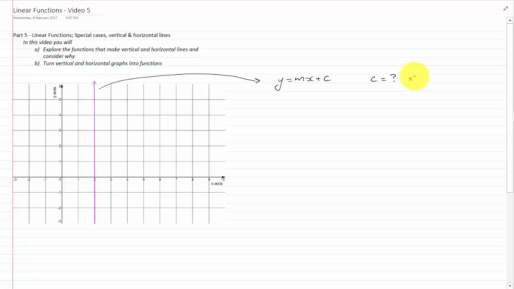And worse yet, it's not even 0. That's the problem we're dealing with. So we have a function where we can't even just get rid of c because it's not 0. So that makes things a little bit trickier. Well, let's have a look at m.